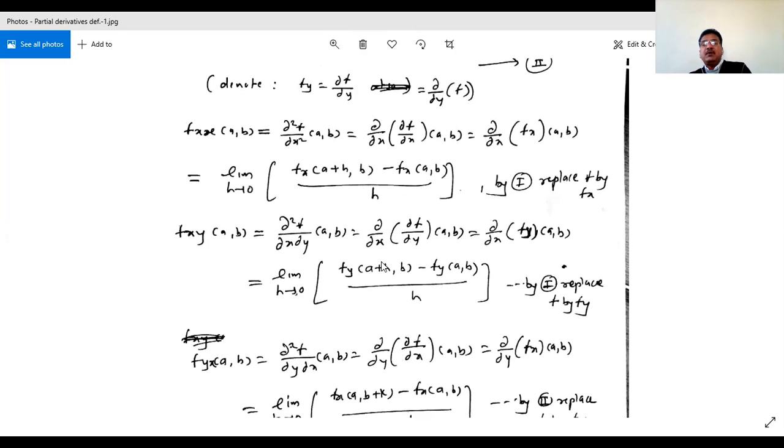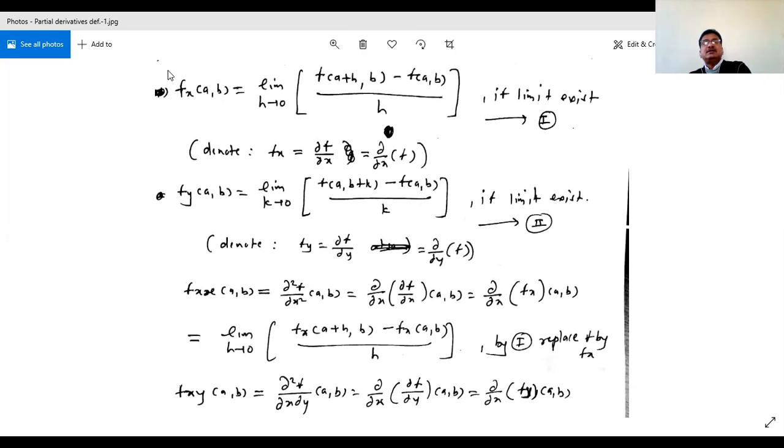So f_yx(a,b) is limit h tends to 0, [f_y(a+h,b) − f_y(a,b)]/h. What is the meaning of f_yx? The derivative of f_y with respect to x.